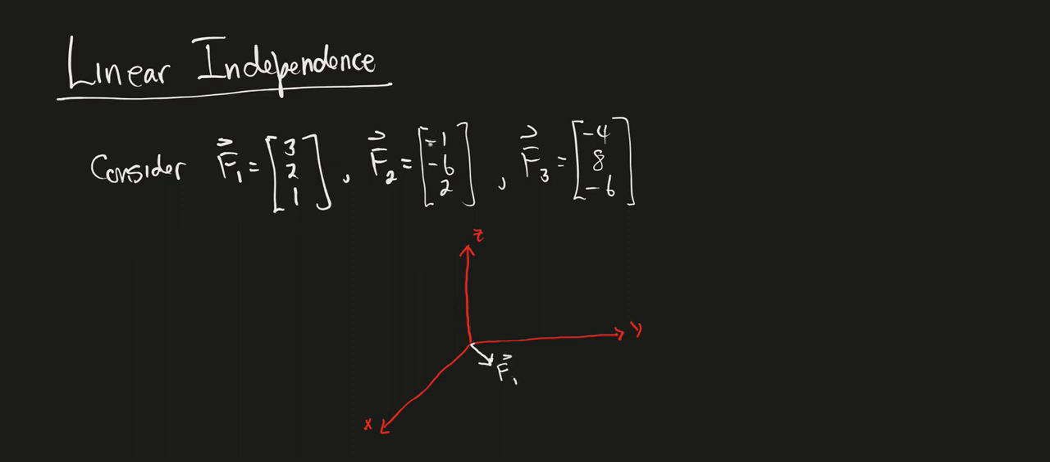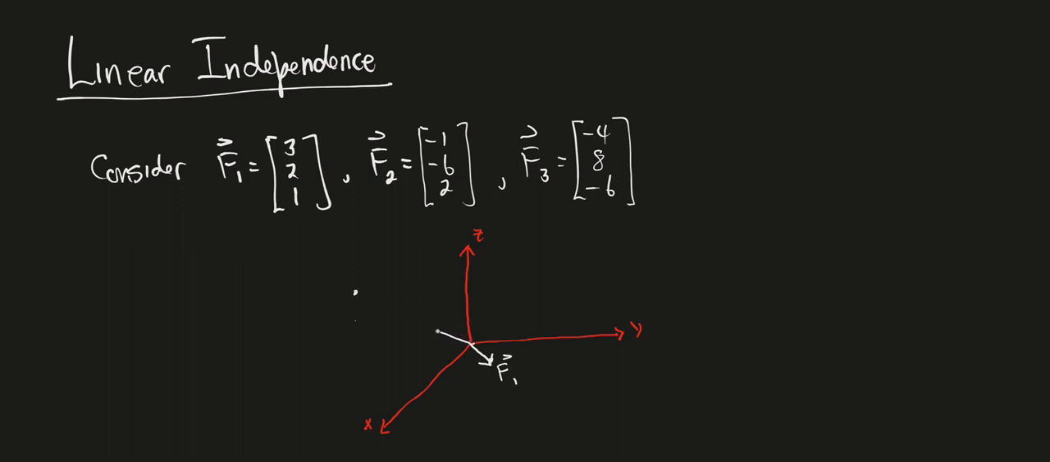F2, now it has a -1 x coordinate. So that means I'd have to go 1 unit back through my board, right? So it's 1 unit in the opposite of this direction. And then 6 units in the negative y direction. So again, let's count it off: 1, 2, 3, 4, 5, 6, so roughly there. And then 2 units in the positive z direction. So 1, 2, so roughly that point.